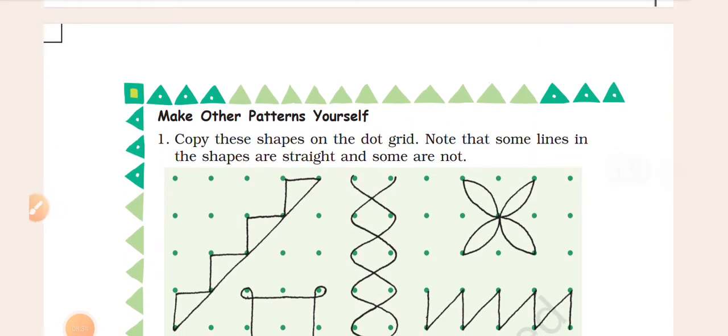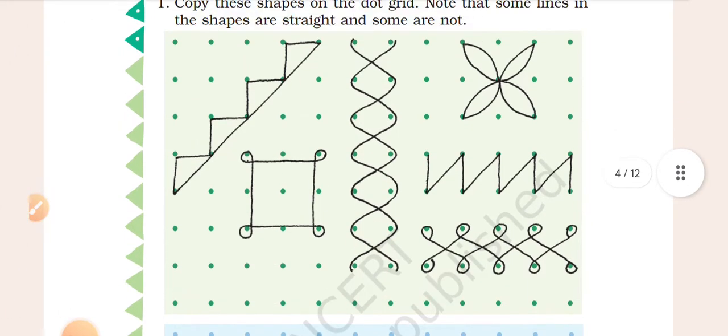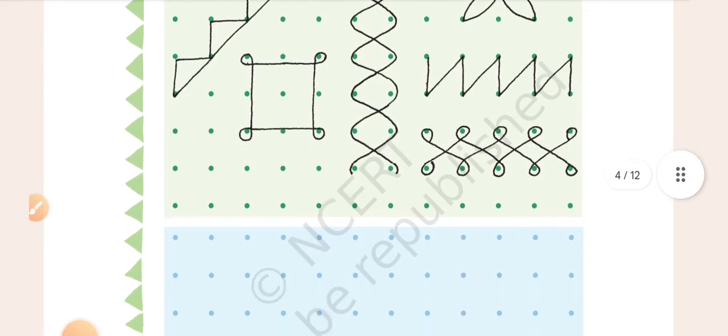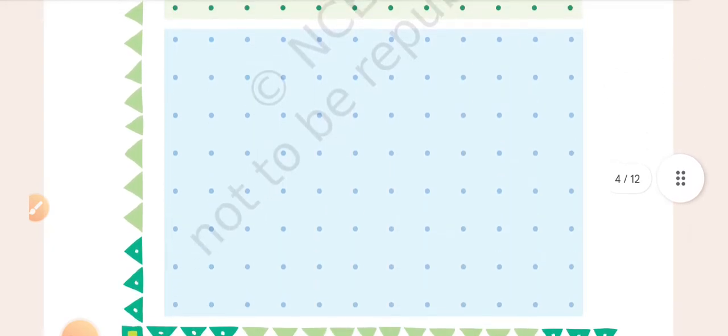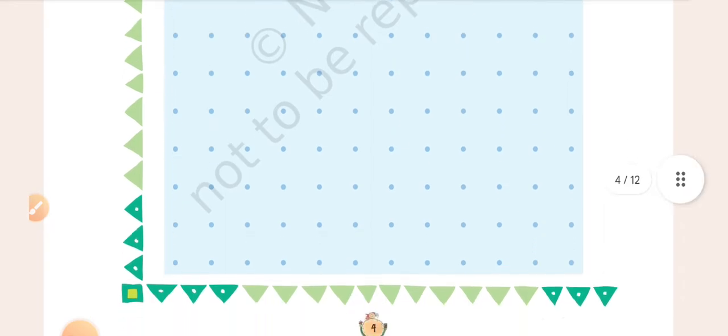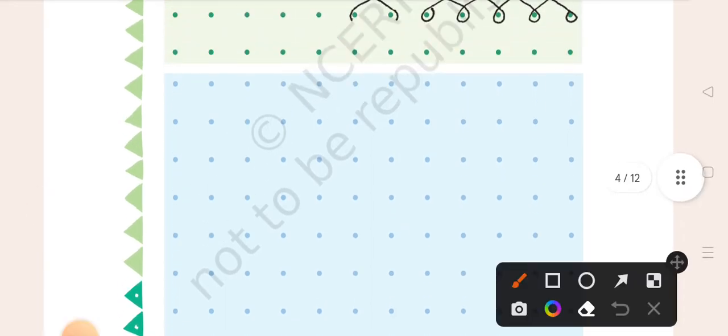Make other patterns yourself. Copy these shapes on the dot grid. Note that some lines in the shapes are straight and some are not. Like this flower, it has many leaves. We will draw the flower. Sorry.